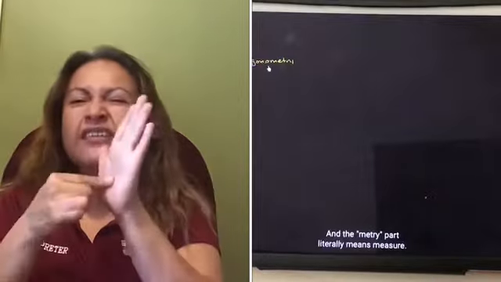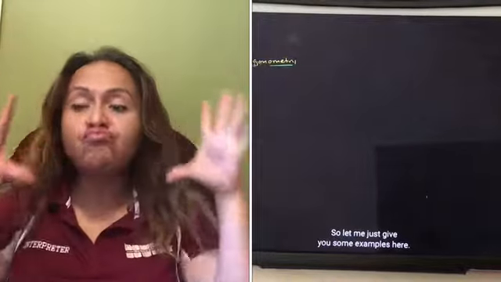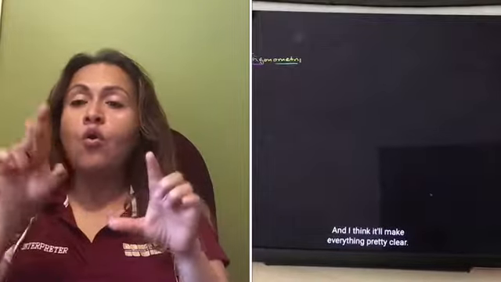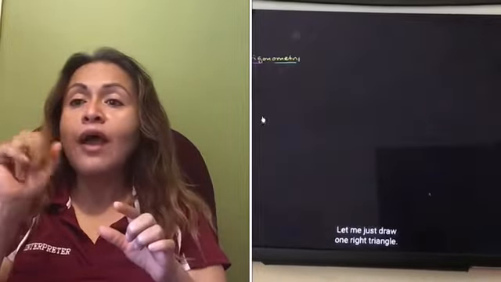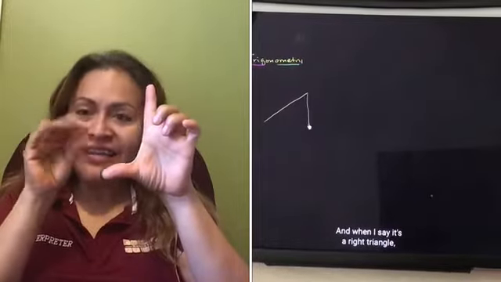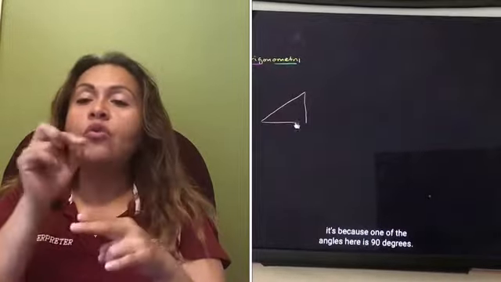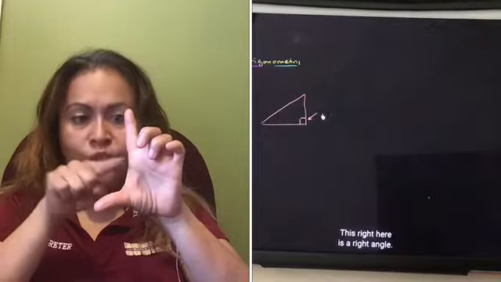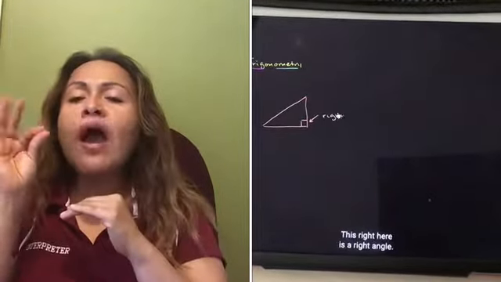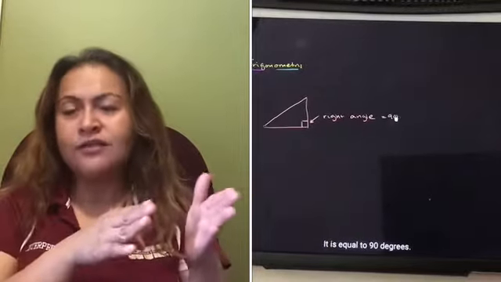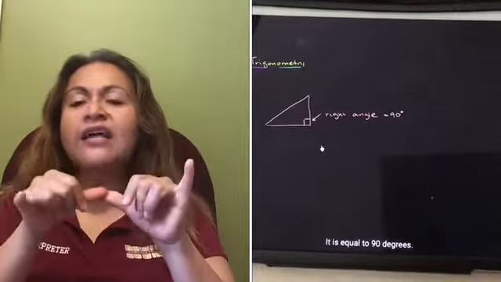So let me draw one right triangle. When I say it's a right triangle, it's because one of the angles here is 90 degrees. That right there is a right angle. It is equal to 90 degrees. And we'll talk about other ways to show the magnitude of angles in future videos. So we have a 90-degree angle.